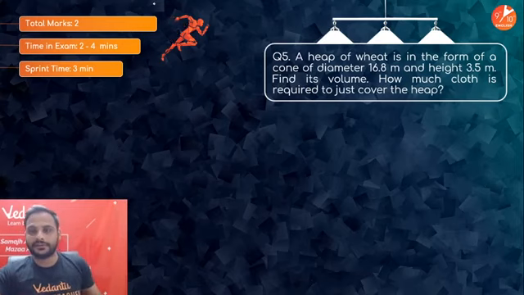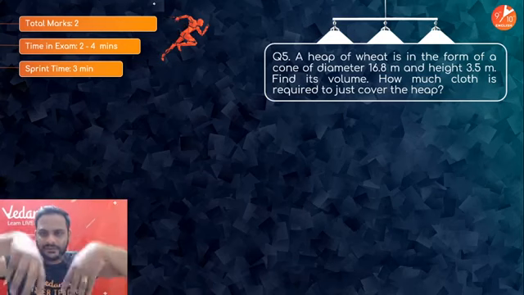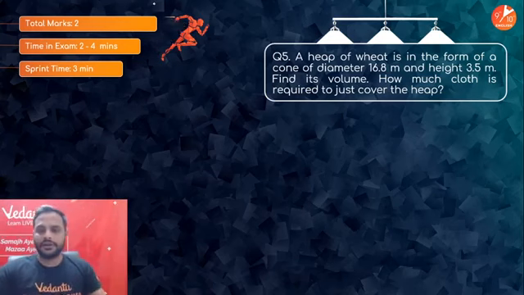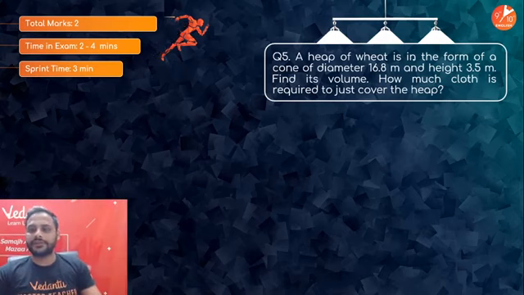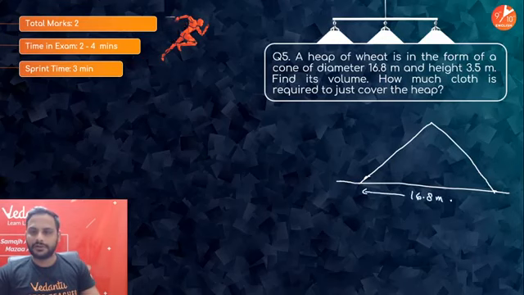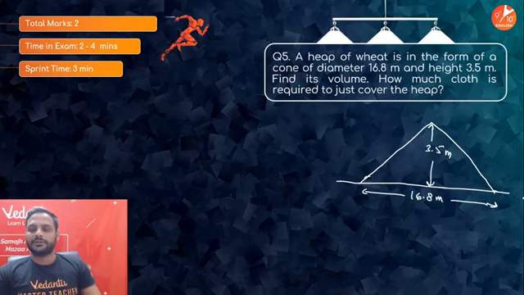All right. Next question: a heap of wheat. Heap means the wheat is stored at one place, so it will form a heap. A heap of wheat is in the form of a cone of diameter 16.8 meters and height 3.5 meters. So it is in the form of a cone whose diameter is 16.8 meters and height is 3.5 meters. Find its volume.